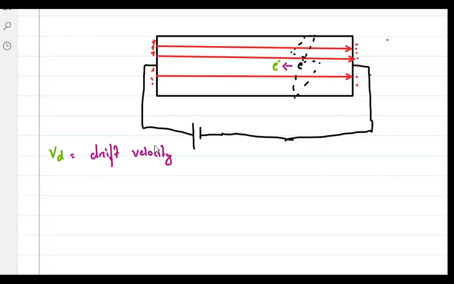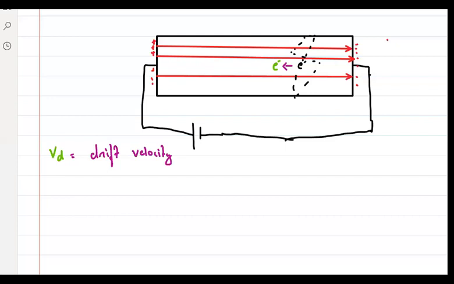So what is drift velocity? Drift velocity is the rate of change of position. The net position is changing, and that's why there's a velocity. So the rate of change of position of the electron is your drift velocity. Does anyone have any doubt in this?